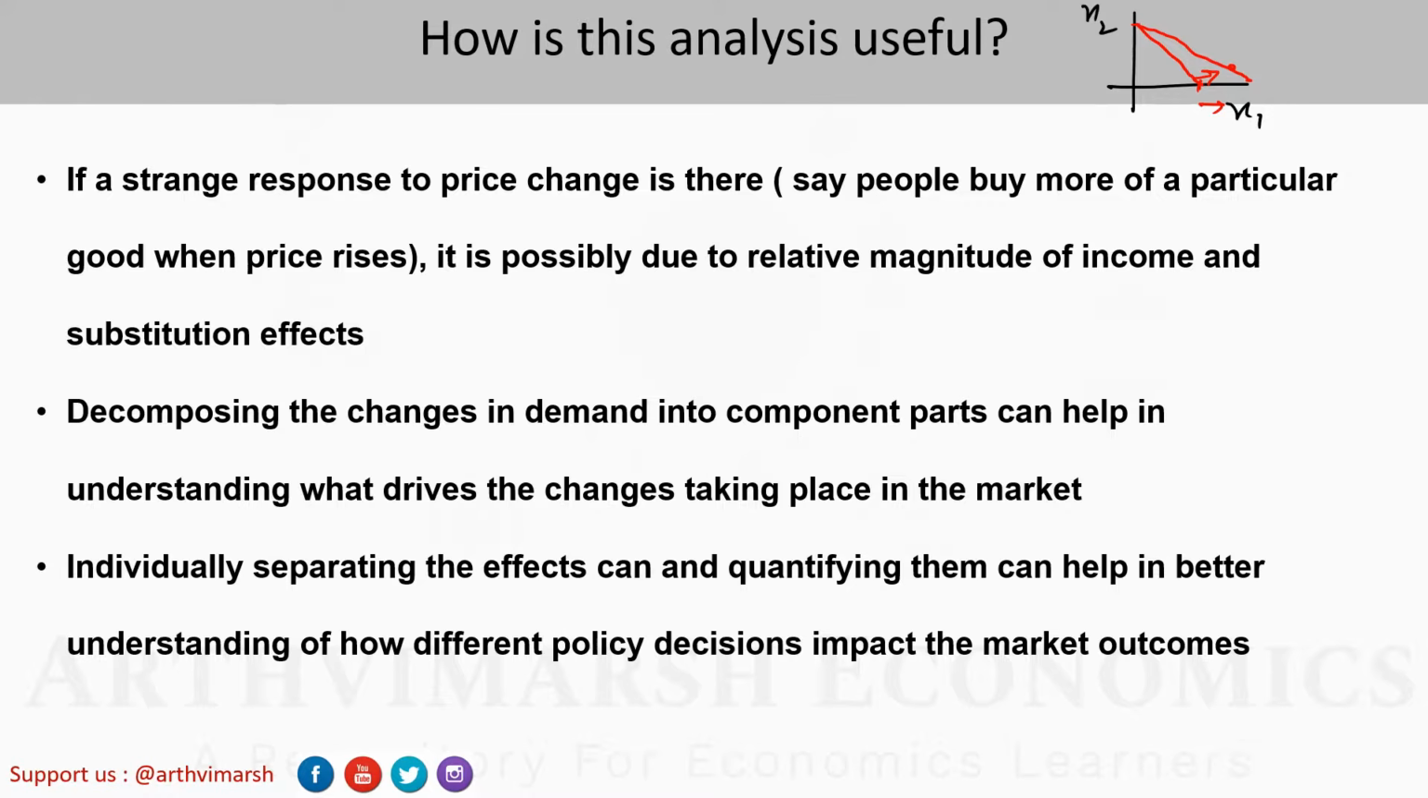Let's say that in the market you observe a very strange response to price change, in a way that people are buying more of a particular good when the price rises. Say, for example, X1 instead of becoming cheaper became expensive. So you observe a particular behavior that maybe people are not buying more of X1. But it completely depends on the nature of the good. It is possibly due to the relative magnitude of the income and substitution effects. This is what the Slutsky theorem, or the equation which we are going to see, is going to tell us.